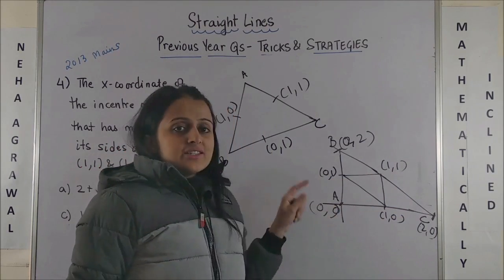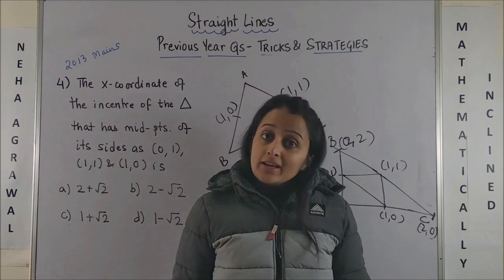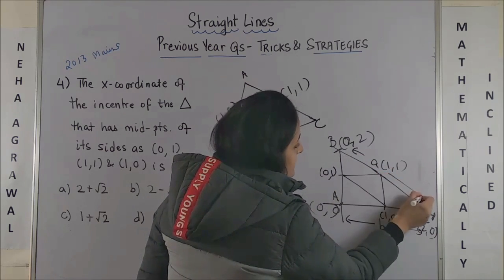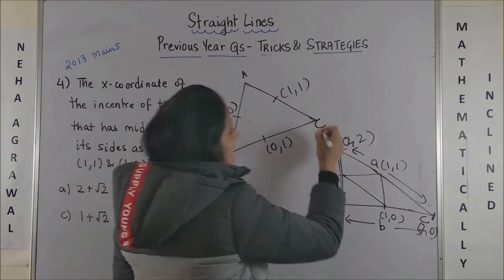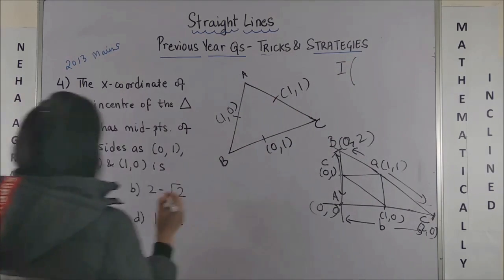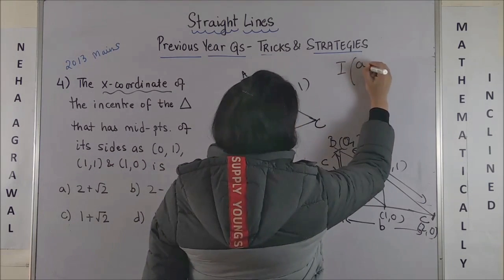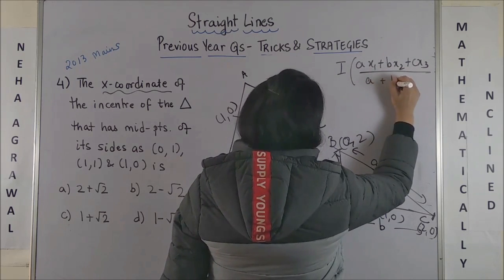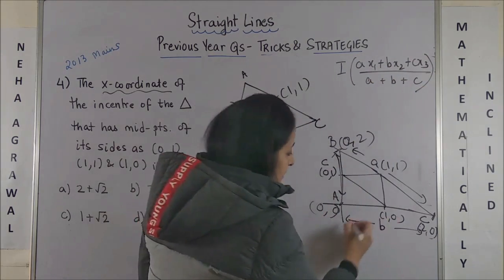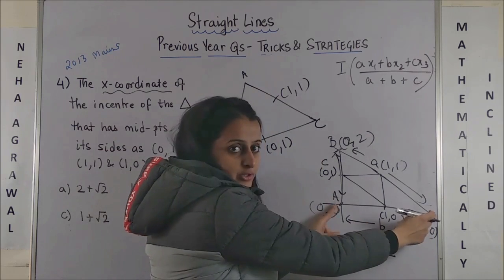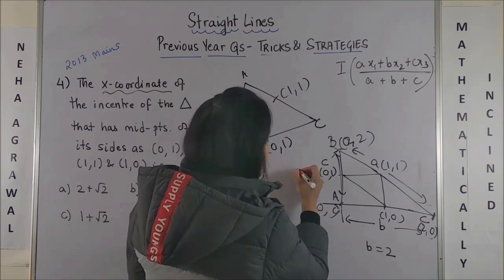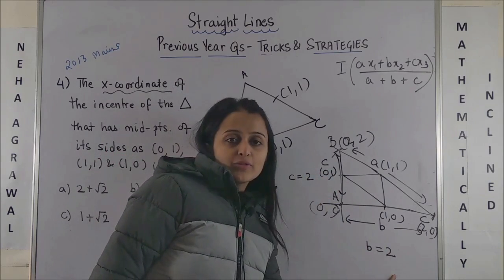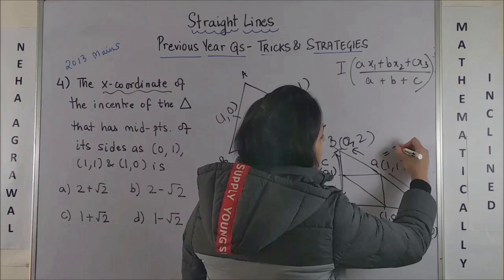So if you know the vertices of a triangle, what is the formula to get the incenter? If I call this side B, this side opposite as A and this side opposite as C, then the incenter, since we only have to get the x coordinate, is ax1 plus bx2 plus cx3 upon a plus b plus c. Now graphically, you know your b is 2 since it's on the x-axis. Also c is 2, and making use of Pythagoras theorem, this would be square root of 4 plus 4, that is square root of 8. So a is 2 root 2.